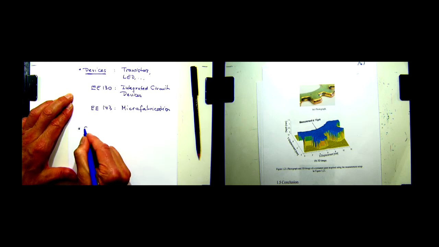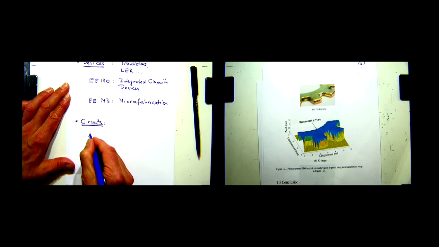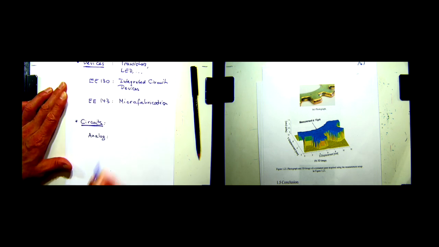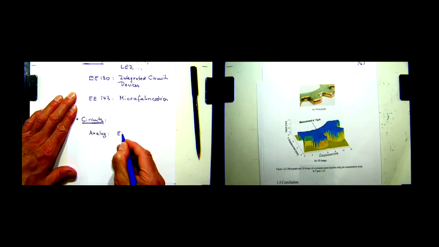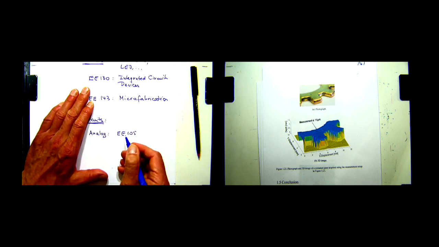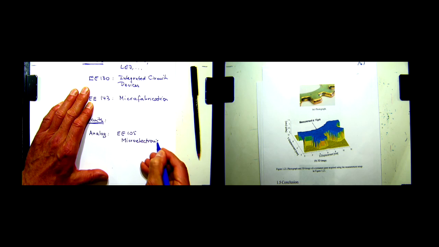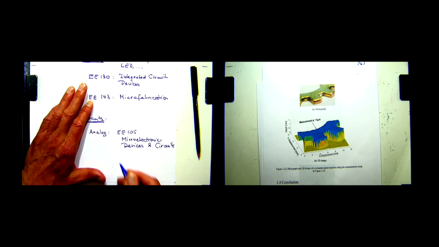Then obviously you want to know more about circuits. And for circuits, there are two flavors. One of them is analog circuits. Those are the circuits that we mainly concerned ourselves with in 16A, where the voltage varies over an entire span of numbers. The course for that is called EE 105, Microelectronic Devices and Circuits. And then there is a digital one.